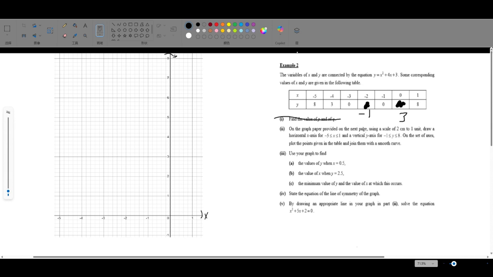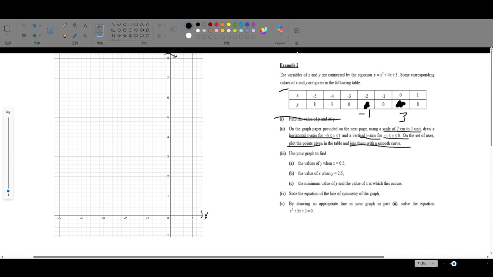Second question, you need to analyze the paper very carefully. On the graph paper provided on the next page, use a scale of 2 cm to 1 unit, which unfortunately I did not have the graph paper, so I can only use basically 1 cm to 1 unit. In this case, draw a horizontal axis for negative 5 ≤ x ≤ 1, and y axis negative 1 ≤ y ≤ 8. Then you need to plot the points given and join them with a smooth curve.